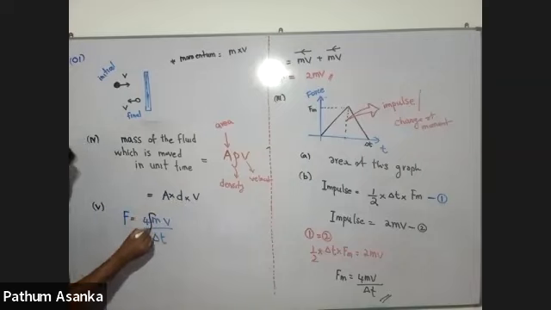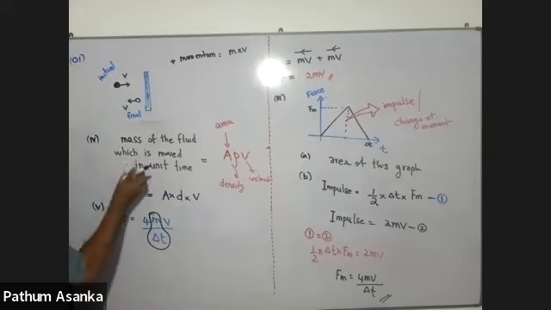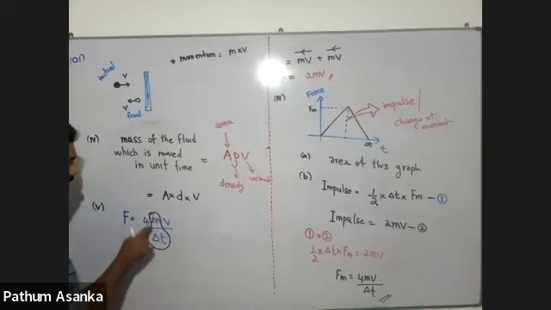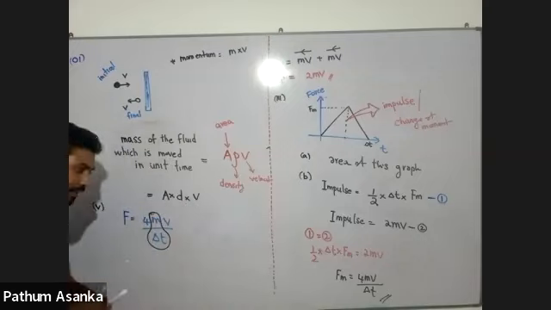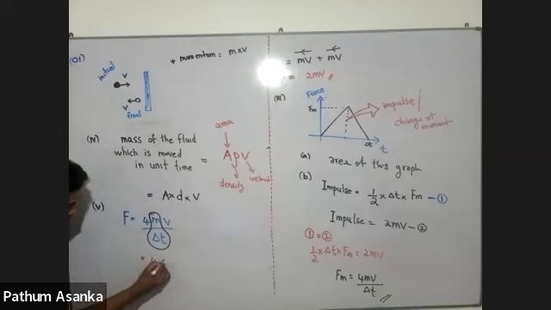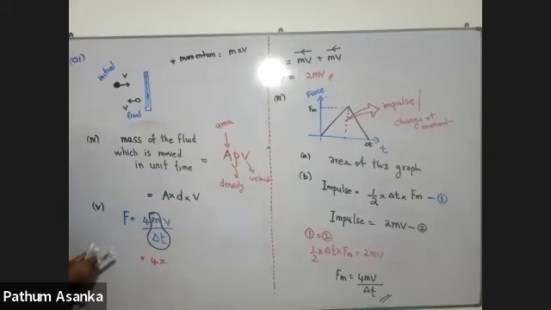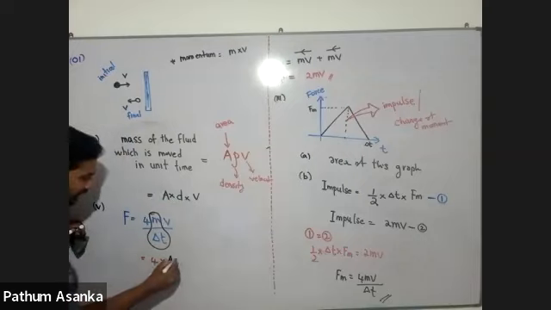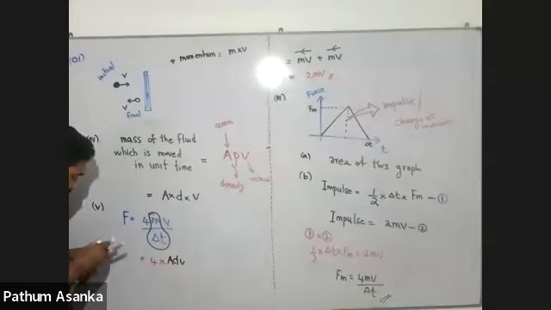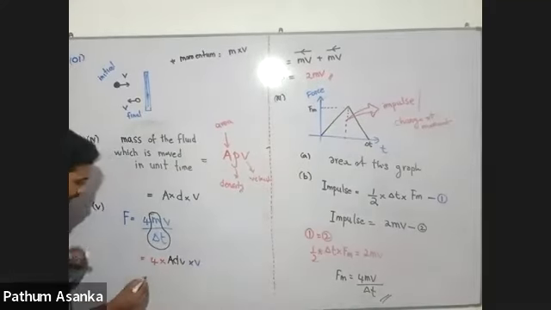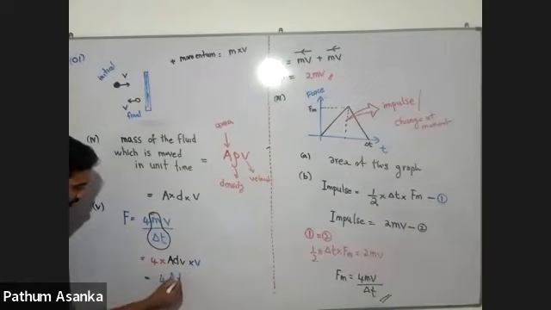Now this m over delta t represents the mass of the fluid which is moved in unit time. Then now we have done the expression instead of this, right? So can't we put that here? Instead of m over delta t we are able to use A, D, V into V. So an expression comes here like this. So this is the force.